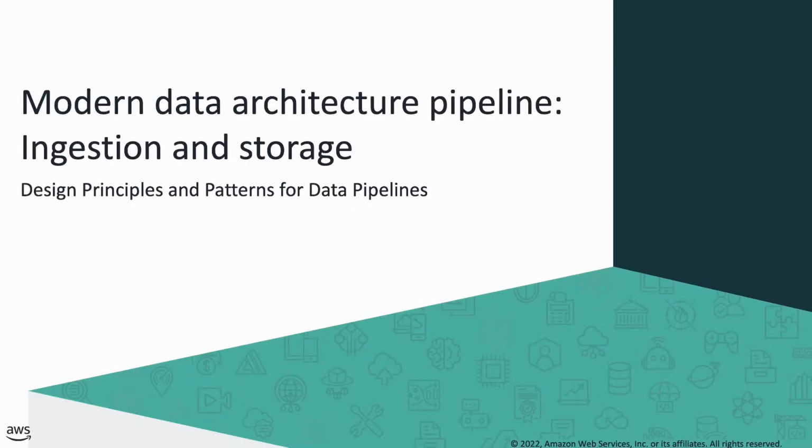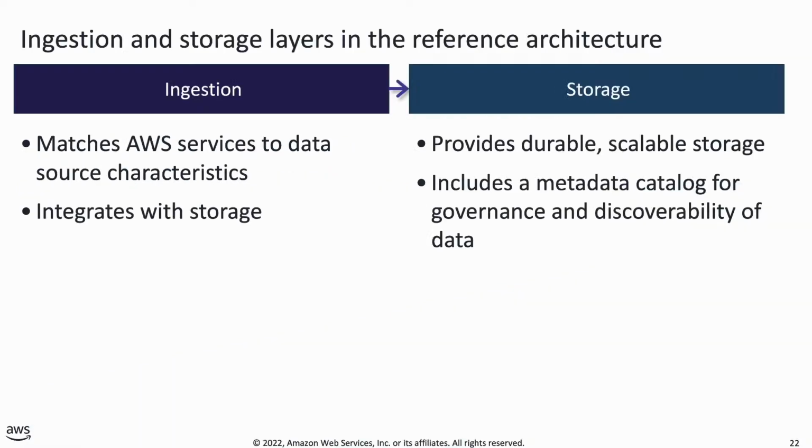Now we can talk about a modern data architecture pipeline, which is ingestion and storage. And to first start out, we'll talk about the ingestion layer. And you can match AWS services to source data types so you can more easily bring in different types of data. And these services also integrate directly with the storage layer components. And the storage layer has two sublayers. The first one would be storage, and the other one would be a catalog. So you can look at the metadata, you can look at the data sets, and then from there, you can look at how we can dig into it in more detail.